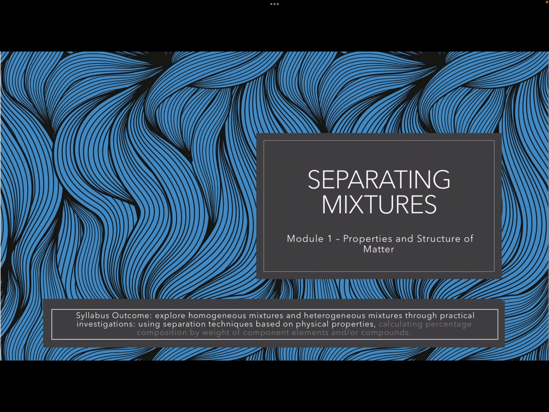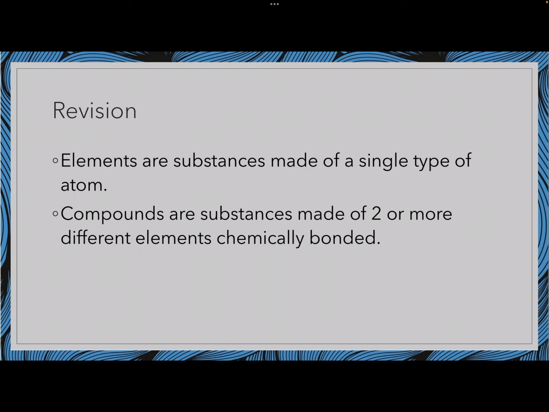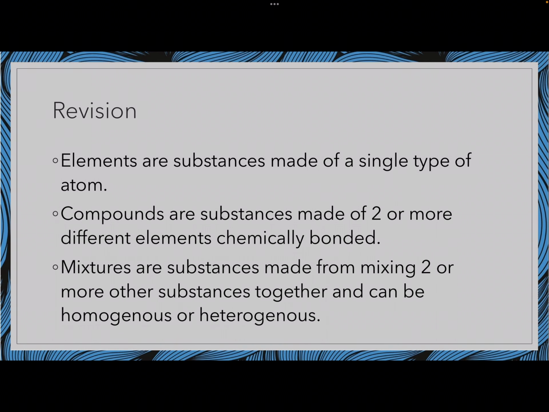Now, before we start, just some revision questions. They should be at the top of page 12. Have a go at them. If you've done them, here are the answers. So, what are substances made up of a single type of atom? They're elements. The substances made up of two or more different elements chemically bonded are compounds. And mixtures are substances made up of mixing two or more other substances together, and they can be homogeneous or heterogeneous.